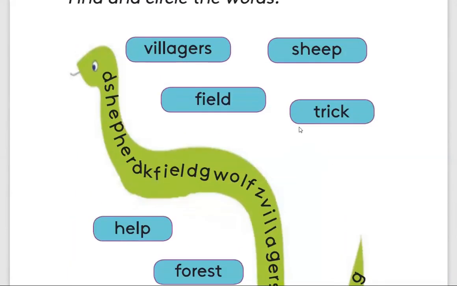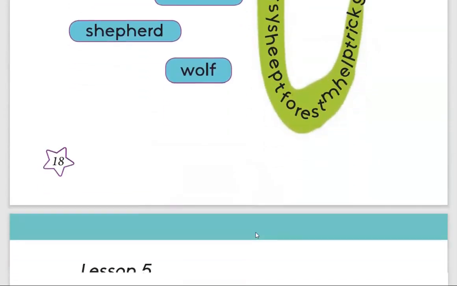There you can see a long snake. You should find the words. These words are in the body of the snake. Do this one nicely and send me through WhatsApp. Send me back the activities today. Send me back all the activities that we discussed today. Right? Send me back after doing all.